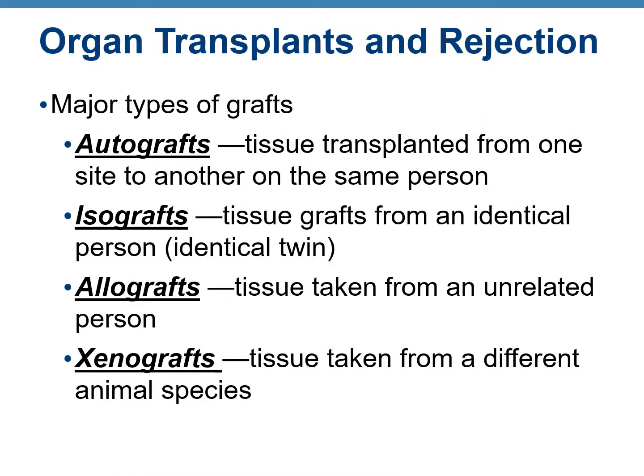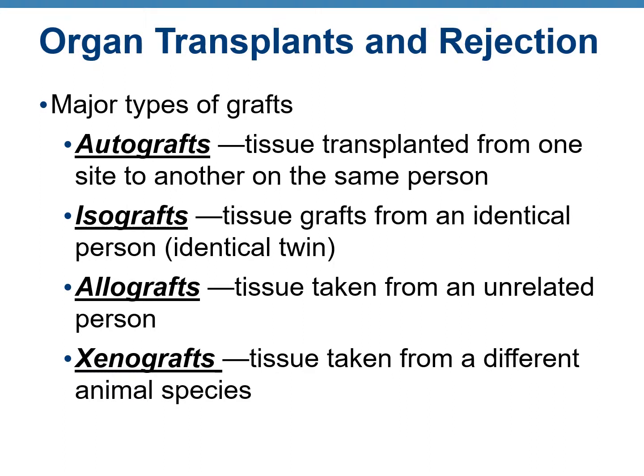We are done with immunity, and now we are going to learn about organ transplants. And you must have heard that rejection is very common in organ transplants. So first, the major types of grafts or transplants. First one is called autografts, where a tissue is transplanted from one part of the body to another part of the body of the same person. Okay, so the risk of rejection is minimal.